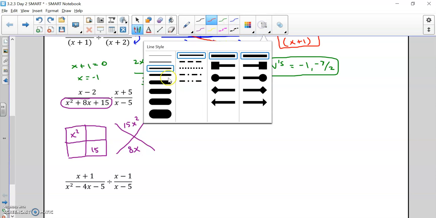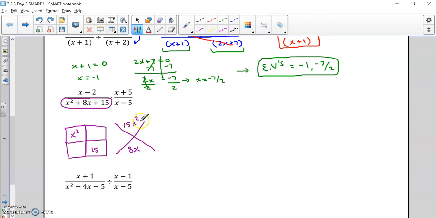All right, let's play the game. What two numbers multiply to make 15 and add to make 8? Well, that should be 5 and 3. So 5x and 3x, that is how we will fill the rest of our box.